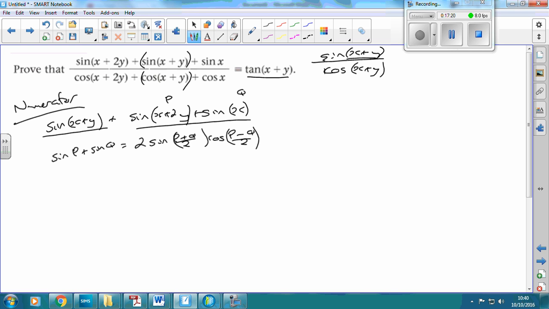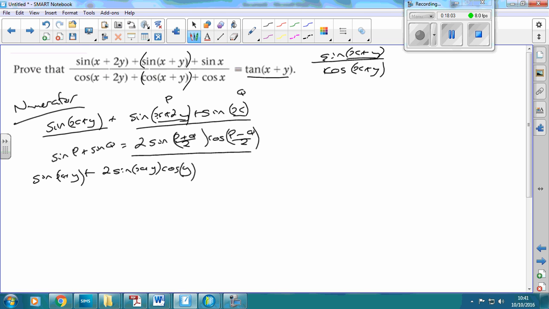So we start off with the sine of x plus y. We're going to add this thing here. So 2 sine of x plus 2y plus x divided by 2. So x plus x is going to be 2x plus 2y, divided by 2 is going to be x plus y. Cos, and it's going to be p minus q over 2. So it's going to be x plus 2y minus x divided by 2, which is going to be cos y.